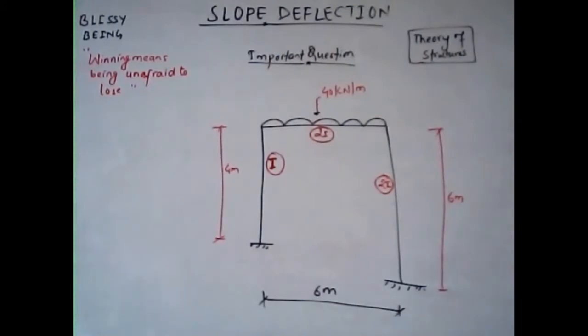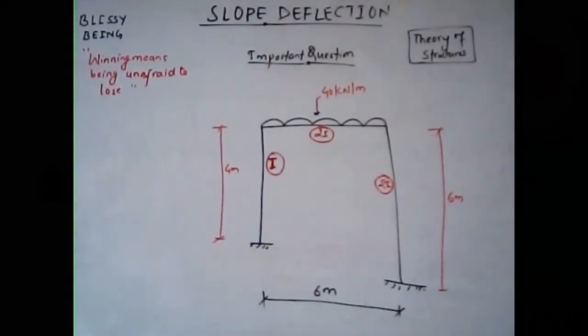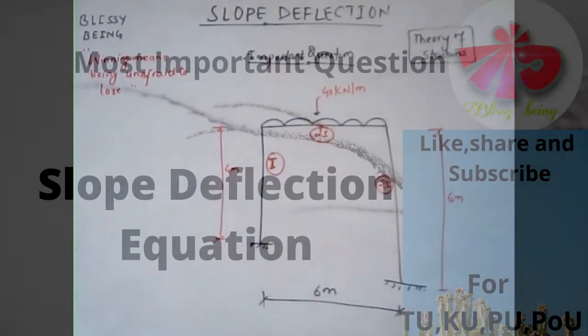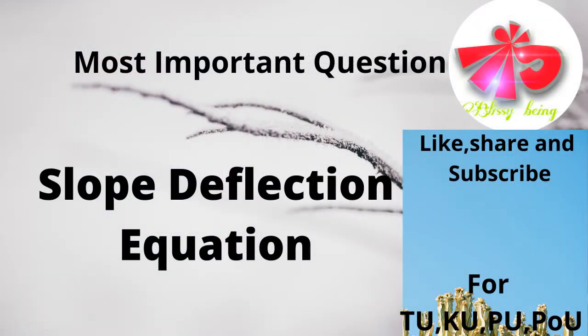Now friends, we have the problem as shown in figure. We have a frame in which there are two fixed supports and a UDL of 40 kilonewton per meter acting at the top. So this is a very important question of theory of structures and we will solve it out today.